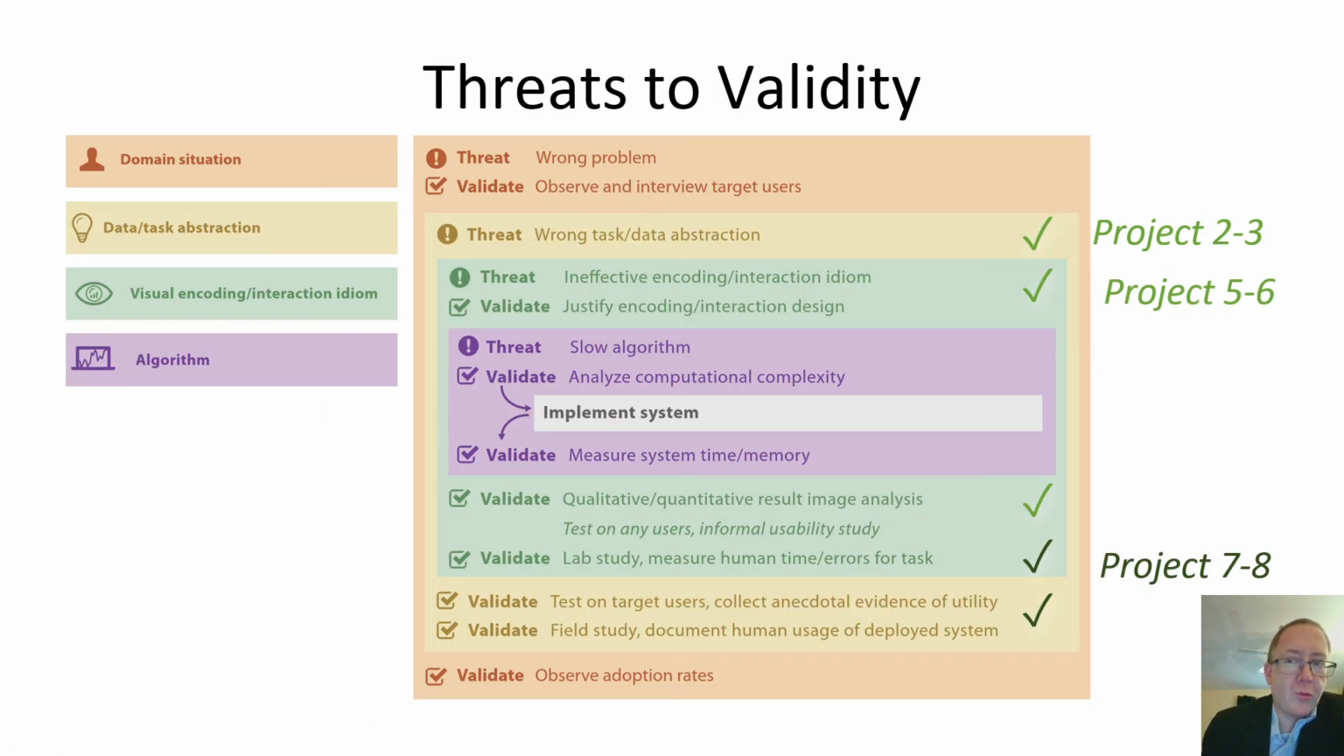So these are what we've looked at. We checked for validity in project 2, and in projects 3, 5 and 6 earlier on, and now for projects 7 and 8, we're looking at usability studies, just seeing how people approach the problem. So project 8 is more of this thing here. It's anecdotal evidence of utility, if you can find it.